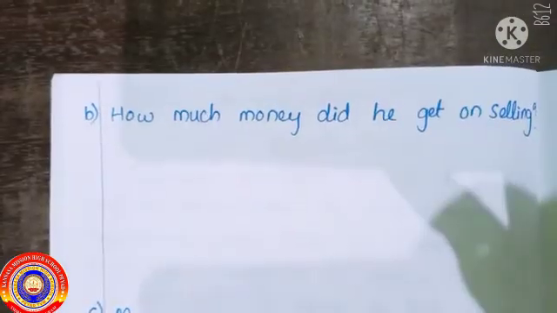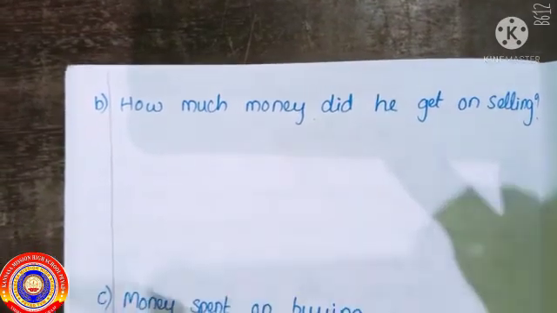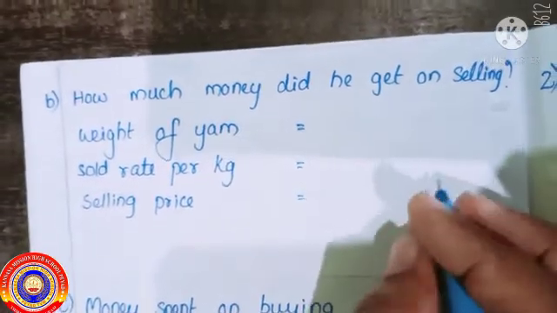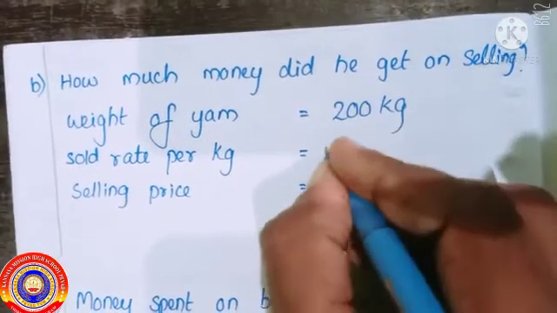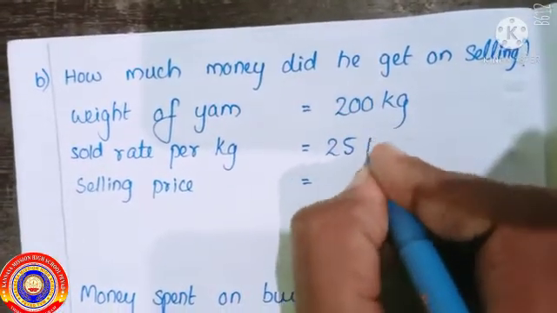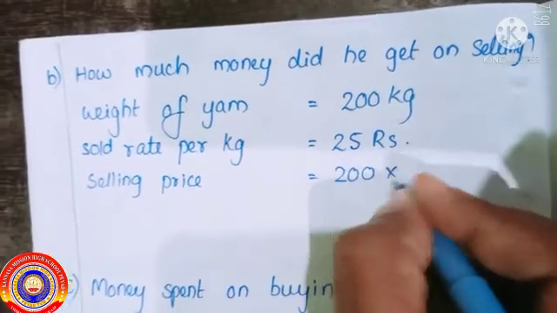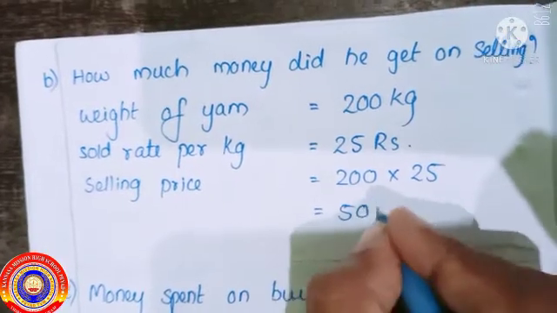Next sub question is, how much money did he get on selling? So here we know the weight of the yam. The weight of the yam is equal to 200 kg. And Majid had sold the yam at the rate of 25 rupees per kg. With this we can find the selling price, that is 200 into 25, that is equal to 5,000 rupees.